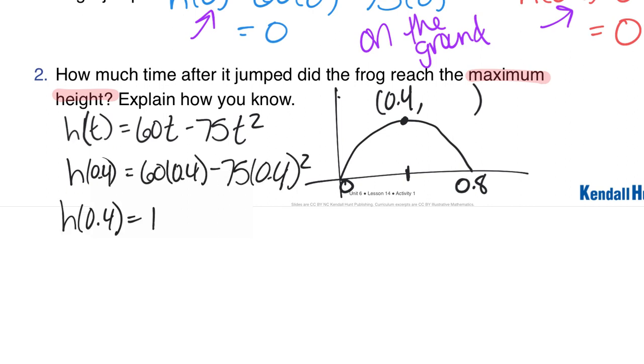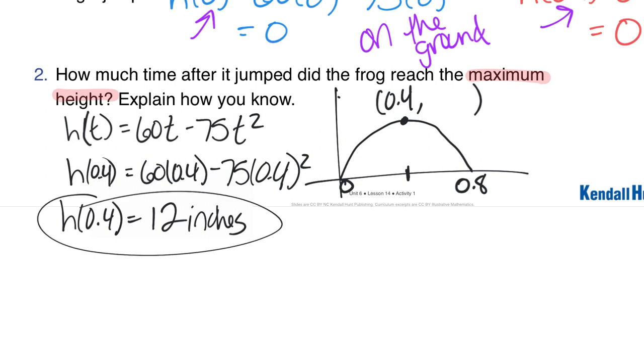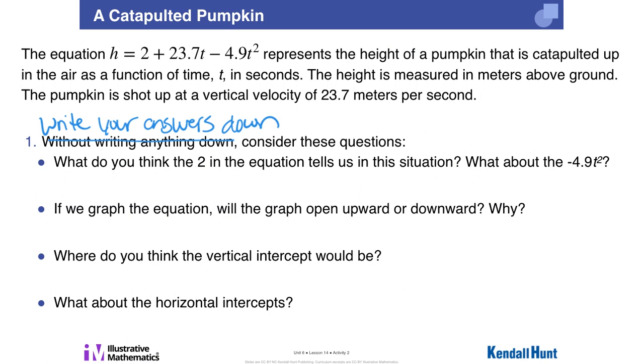And you'll see that we end up with an answer of 12. If you go back and look, the units we're using are inches. And so we know that at 0.4 seconds, he was 12 inches in the air. That was the maximum height.